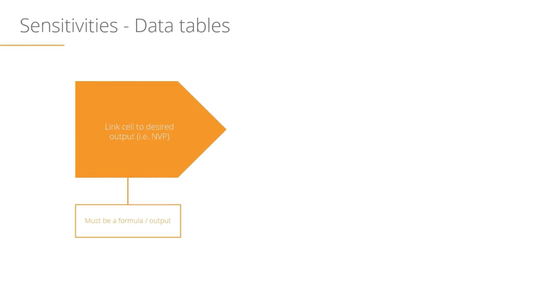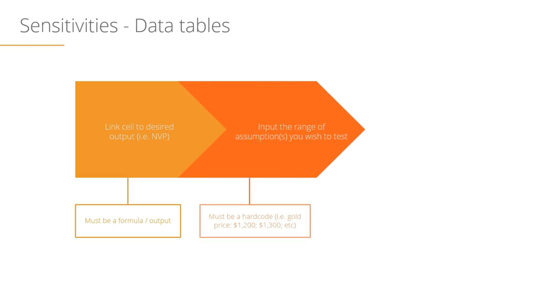We're going to build some data tables to perform our sensitivity analysis. We'll start by linking the cell of the data table to the desired output, for example, the net present value or the internal rate of return. Then we will input a range of assumptions that we want to test, for example, different gold prices like $1,200, $1,300, or $1,400 per ounce.